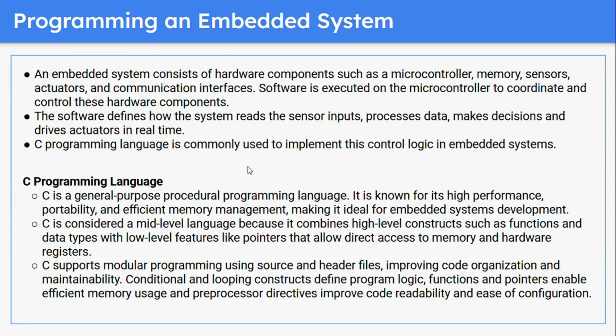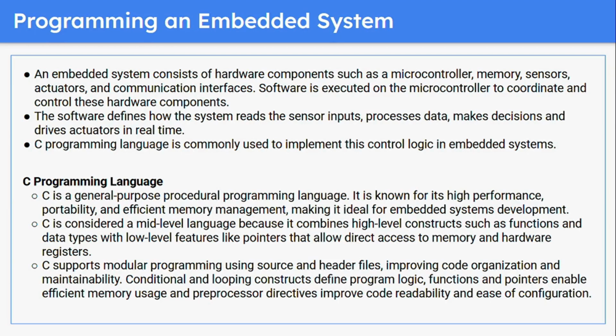As we saw, an embedded system consists of hardware components as well as software components. The software is executed on the microcontroller to coordinate and control the hardware components. The software defines how the system reads the sensor inputs, processes the data, makes decisions and drives actuators in real time. The most common programming language used to implement this logic in embedded systems is C.